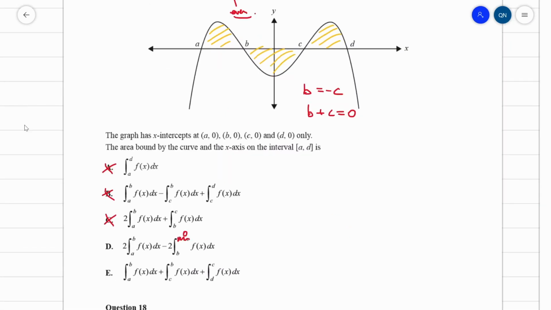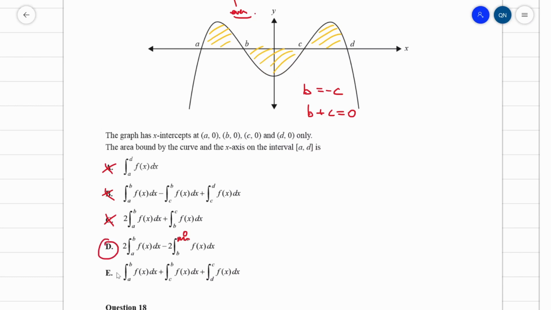So we're integrating from b to 0. So b to 0, of f of x. And we have a negative out over here because the area is underneath the x-axis. And we're doubling it because it was symmetric. So that's one integral over there that's calculating the area of this part. We need to double it to get the whole area from b to c. So this is going to be the correct one over here.